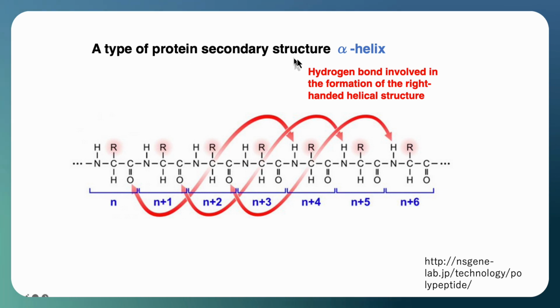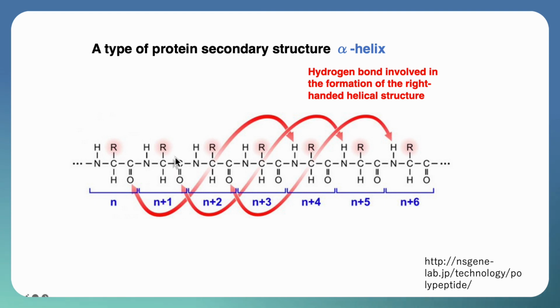Regarding the secondary structure of proteins, there are structures called alpha helices and beta sheets. Let me first explain the alpha helix structure. This is the carbonyl group of the number N amino acid residue that forms the main chain. This carbonyl group's oxygen forms a hydrogen bond with the amino group's hydrogen of the number N+4 amino acid residue.